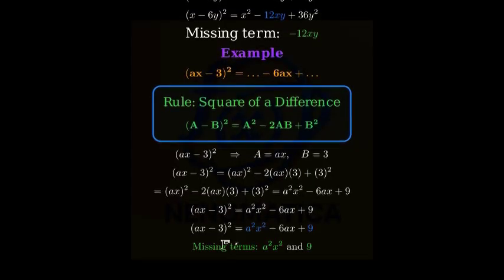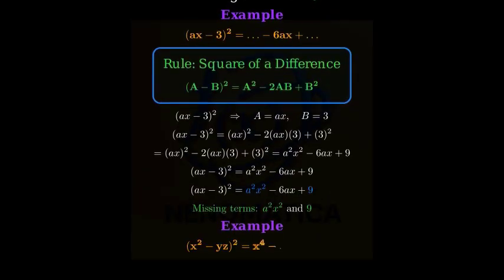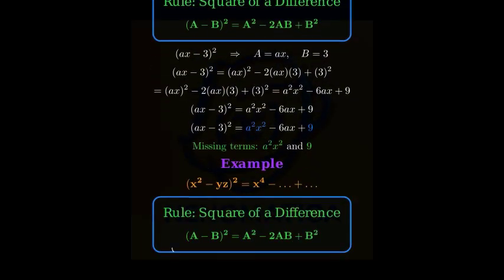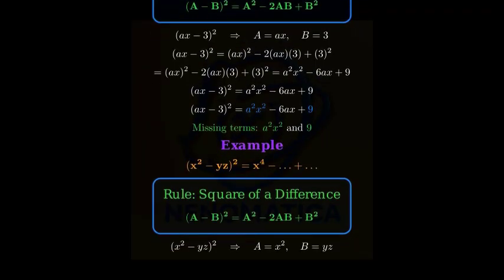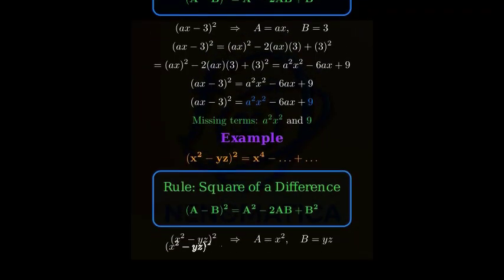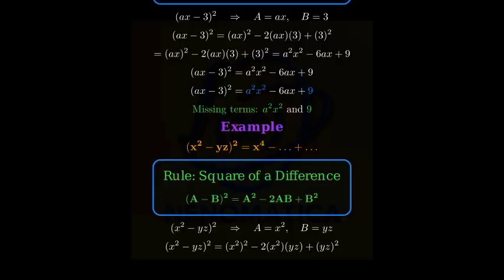We need to find the missing terms in the expansion of (x² − yz)² = x⁴ − blank + blank. This example also uses the square of a difference formula, but with more complex terms. Let's identify our terms. Here, a is x² and b is yz. Now, we substitute these values into our formula.